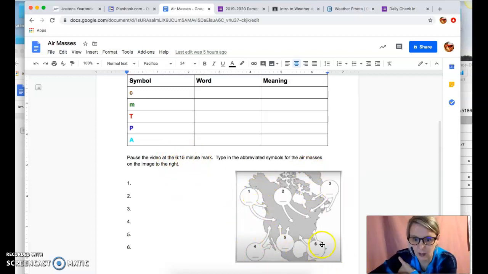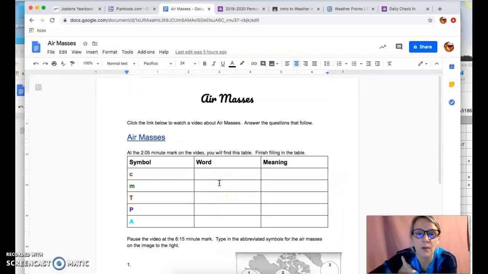And it's asking you to write down what type of air mass is in each of these. And you can just type those in right over here. The video does give you the answers, okay? But see if you can pause it and see if you can get them right, and then play the video to check your understanding, and then you can go back and change them if you'd like, okay? This is just practice for air masses, and then go ahead and turn that in when you're done.